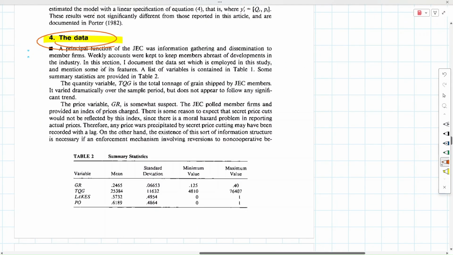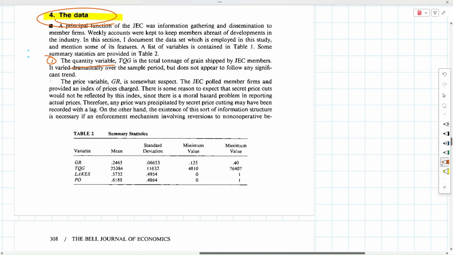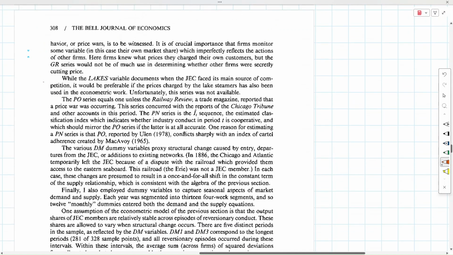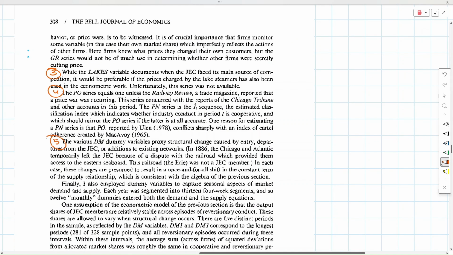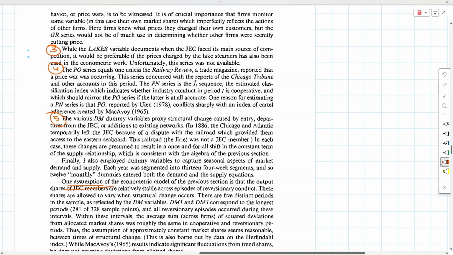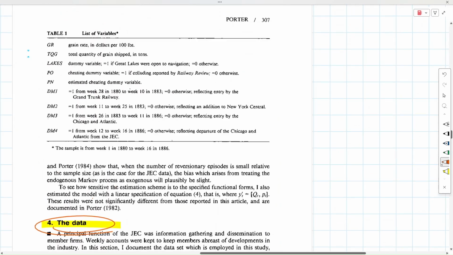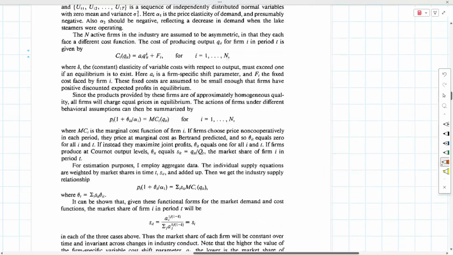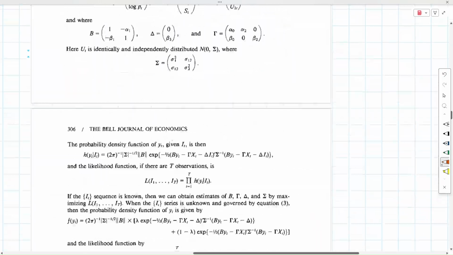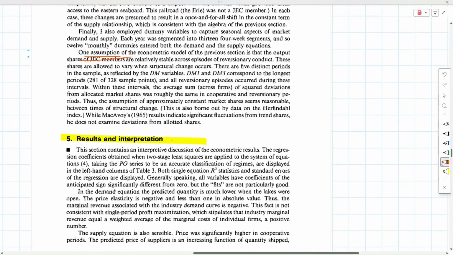Data is quite important. It talks about the variables that it has taken. So it has a quantity variable, it has a price variable, it has quite a few dummies here, and it describes what the dummies stand for, then some assumptions of the model, and basically the structure, the empirical foundation of the paper. So we have done the introduction, we have done the JEC, we have skipped over the econometric model, and we have moved over to the data.